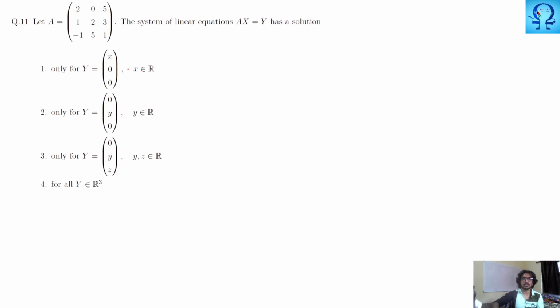Moving to the next question, we have a matrix A, and we'll have to examine whether the system of linear equations will have a solution or not. First of all, when does this system have a solution? Only when rank of A is the same as rank of AY. First let us try and identify the rank of A.